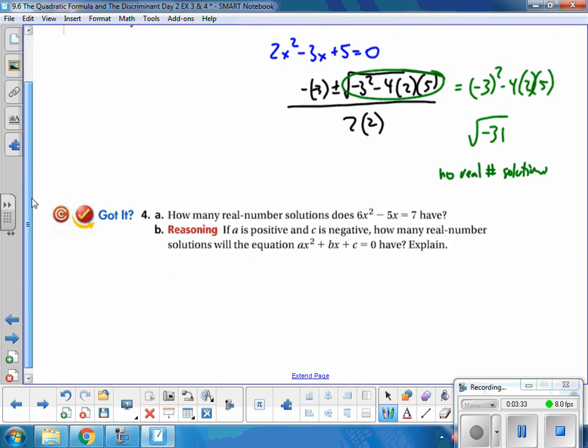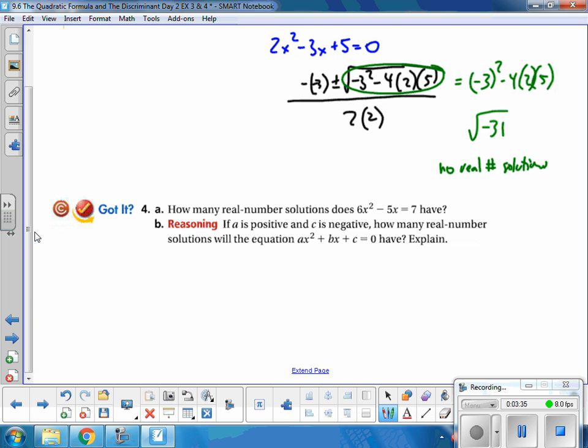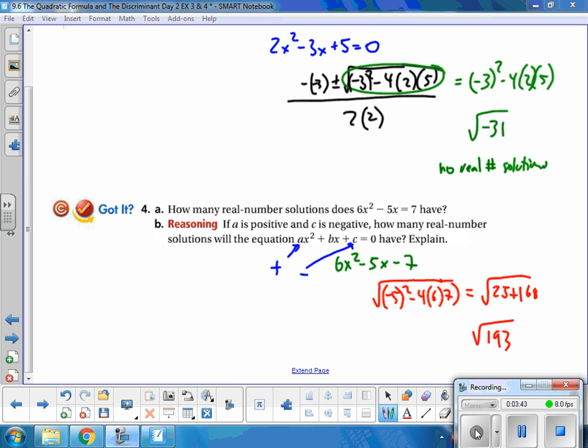All right, why don't you try it? Press pause and you work it out. Again, get the discriminant and let it tell you how many answers you're going to get. Pause. All right, when I simplify my discriminant, I end up with square root of 193 plus or minus, so that tells me that this will have 2 solutions.